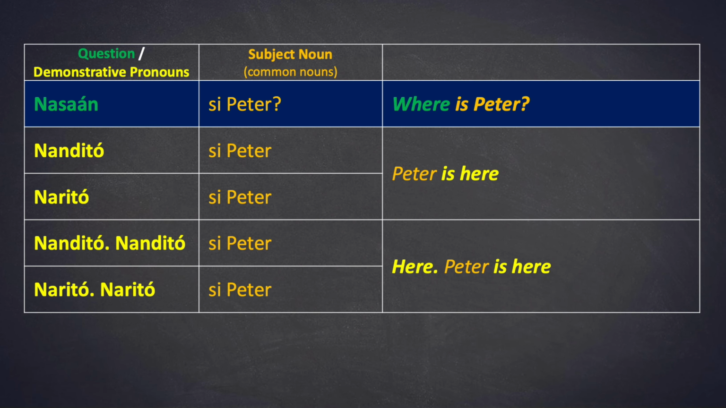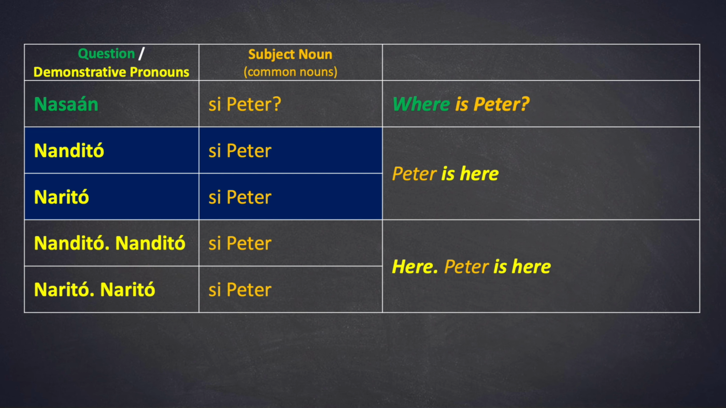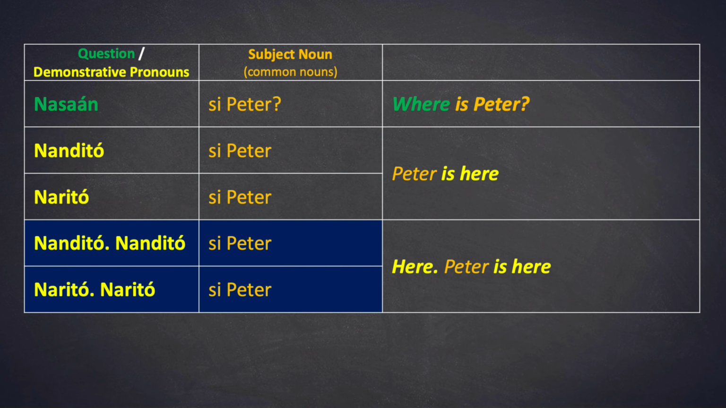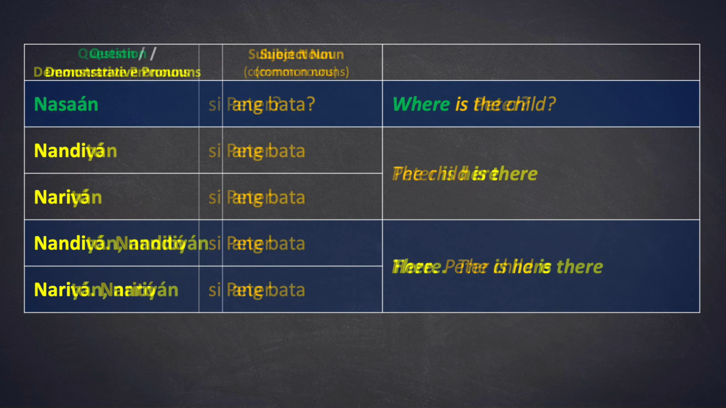This time, let's use the pronouns in question and answer sentences. Here goes. Nasaan si Peter? Where is Peter? Nandito si Peter. Narito si Peter. Peter is here.